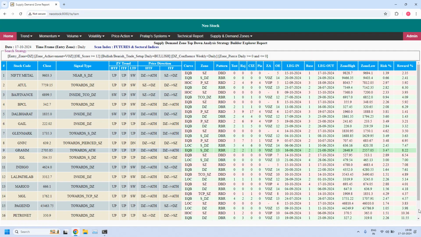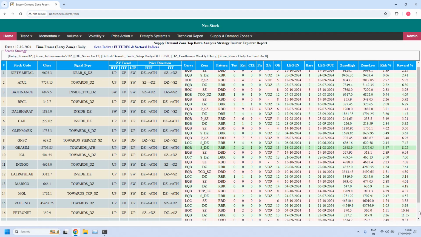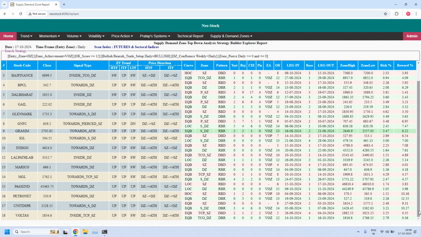So we got multiple stocks, more than 16. These are the first 16 stocks. I am scrolling the list down. So total 18 stocks are filtered. All these 18 stocks are having ITF confluence. So that means daily demand zone is part of the weekly demand zone. And weekly trend is up in all these. Weekly means ITF. ITF trend is up.